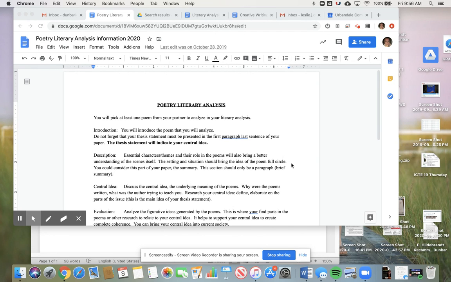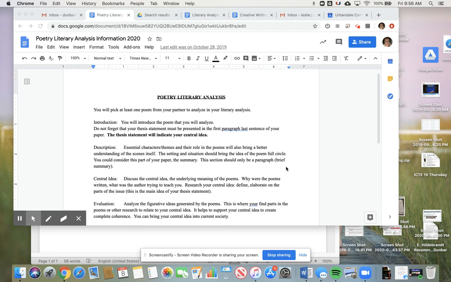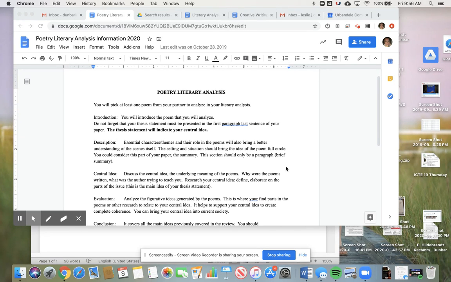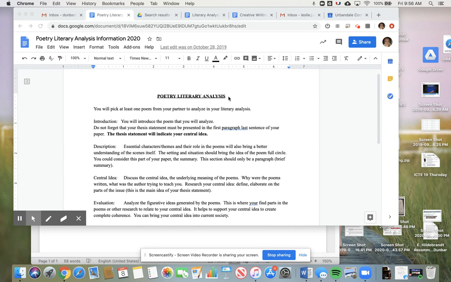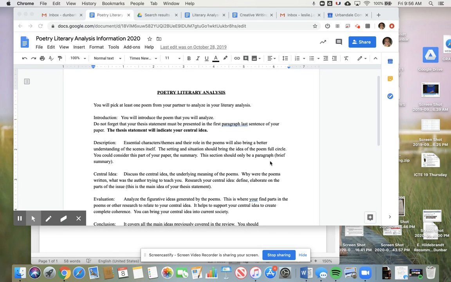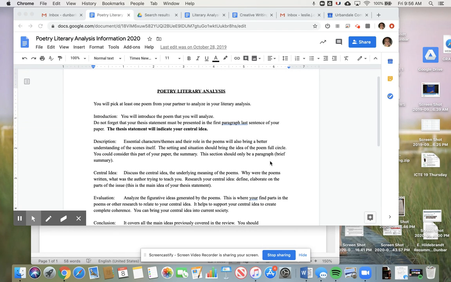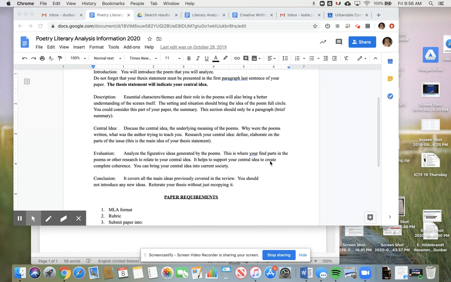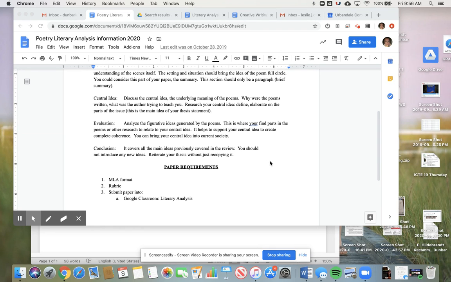Last week, you should have written your poem, which I'm excited to look at and give feedback to. Today, we're actually going to start our poetry literary analysis. This is one of the big things that we do second semester, kind of focusing on analyzing poetry as well as putting together a paper.